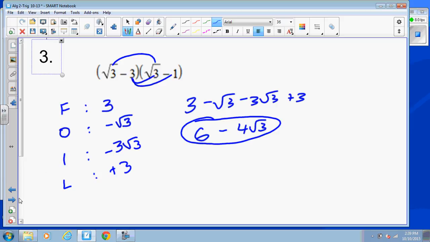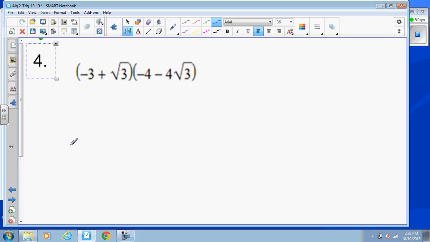As you might notice, these problems, the structure is the same as we did in 7th and 8th and 9th grade. It's just we have some different looking terms now with the square roots. Same principle here. We'll do FOIL. I'm not going to write it out. We're going to do it this way. Negative 3 times negative 4 is positive 12. Negative 3 times negative 4 square root of 3 is plus 12 square root of 3. And now we're done with the square root with the 3.